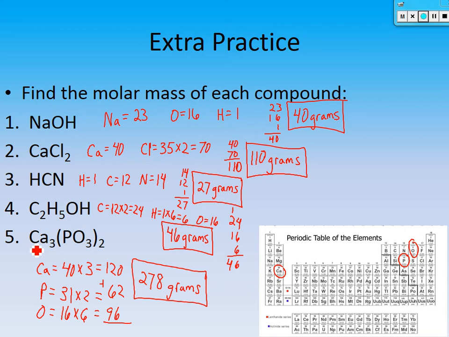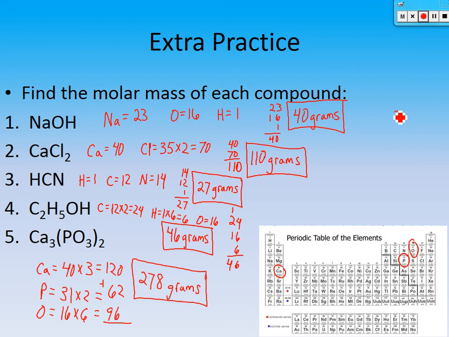Hey, are we confident with molar mass? Can we calculate them now? Even for large compounds like this one, it takes a little bit of time, but we know how to do it, right? Just use the periodic table. What I would say, guys, is round to the nearest whole number. Okay, always round to the nearest whole number. Let me go through some examples of that.